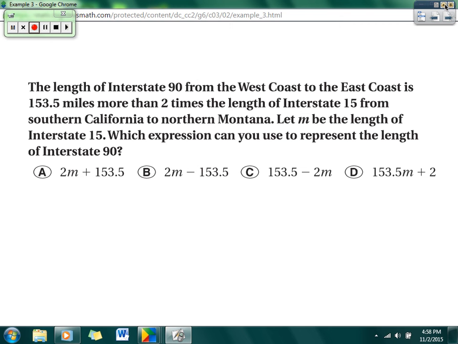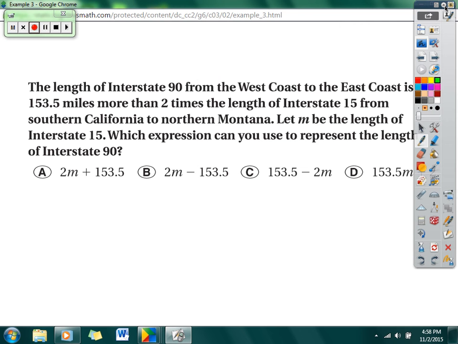So they put a lot of numbers in here to confuse you, all right? So the first number we have to look at is, let's look at the first sentence. The length of Interstate 90 from the west coast to the east coast. Well, that doesn't really matter. None of that information really matters. So it's just telling you the length of something, okay?